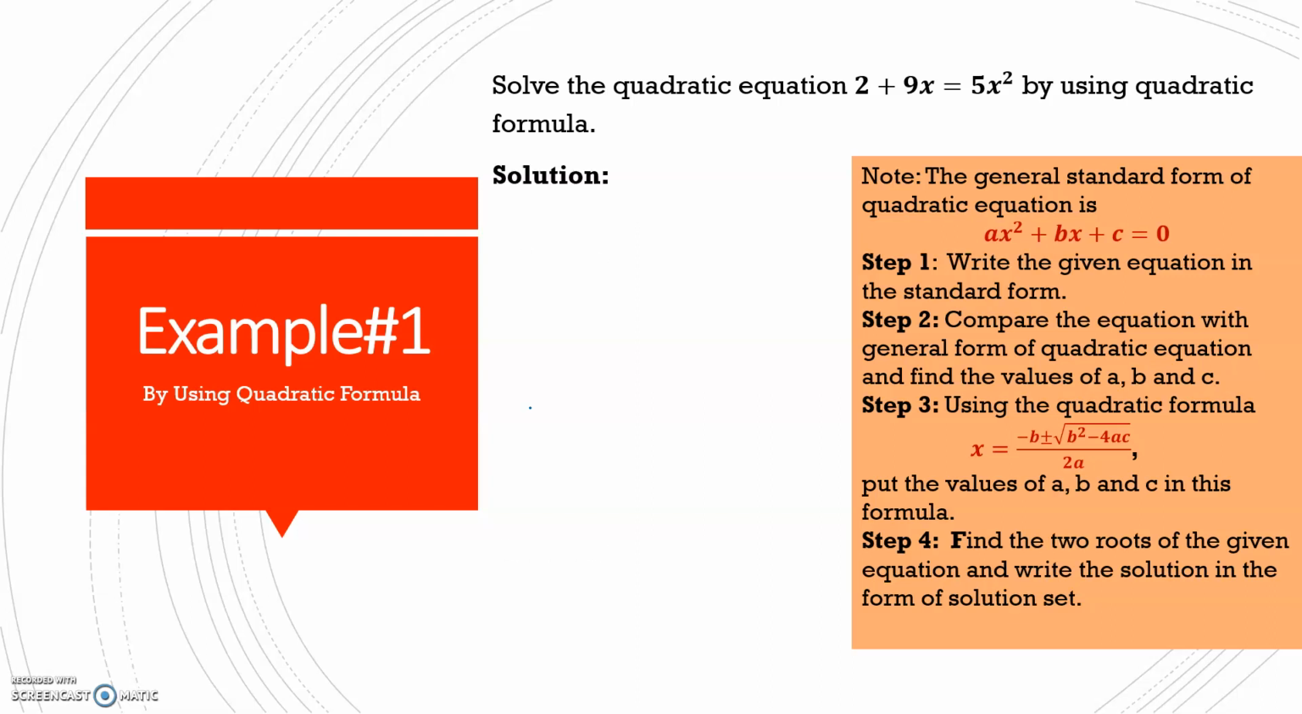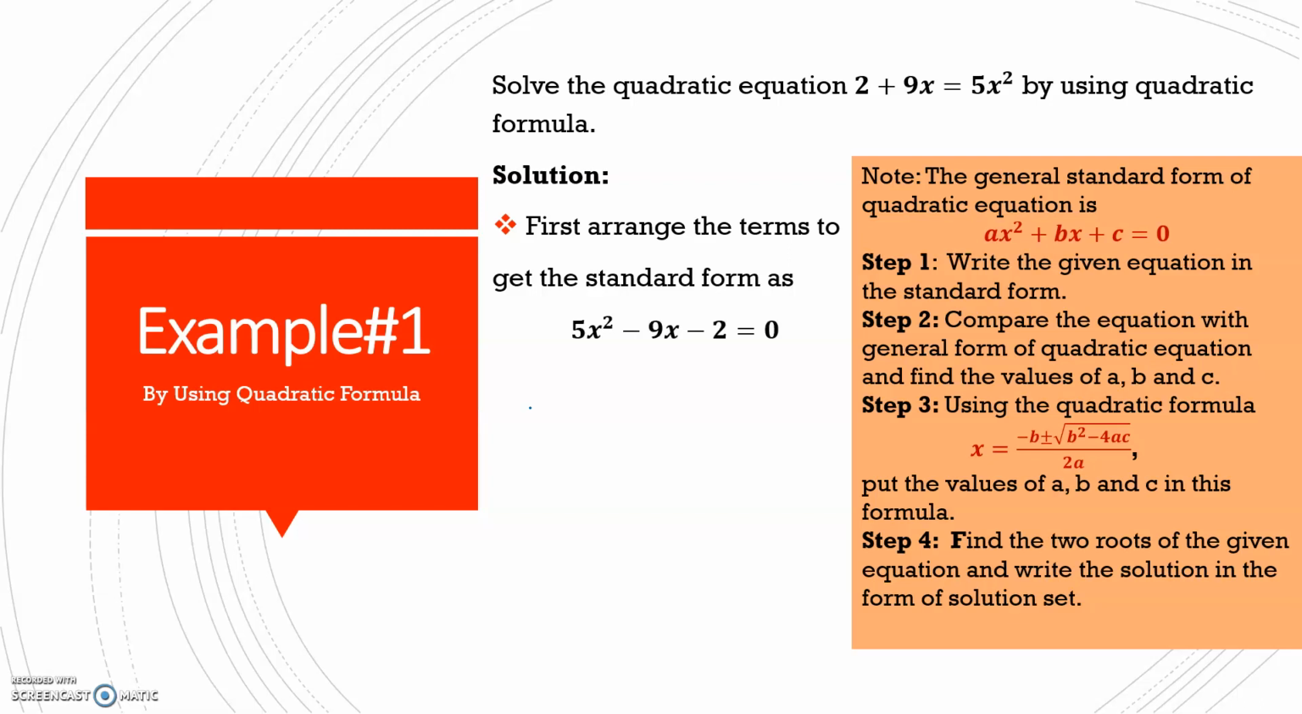Here is the solution. In first step, we will arrange the terms to get the standard form as 5x square minus 9x minus 2 is equal to 0. Here students, you can notice that 9x is added in the left hand side and it will be shifted to the right hand side, so it will be subtracted. 2 is also added in the left hand side, when it will be shifted to the right hand side, so it will be subtracted. So only 0 will be left over in the left hand side, and it can be written as 5x square minus 9x minus 2 is equal to 0.